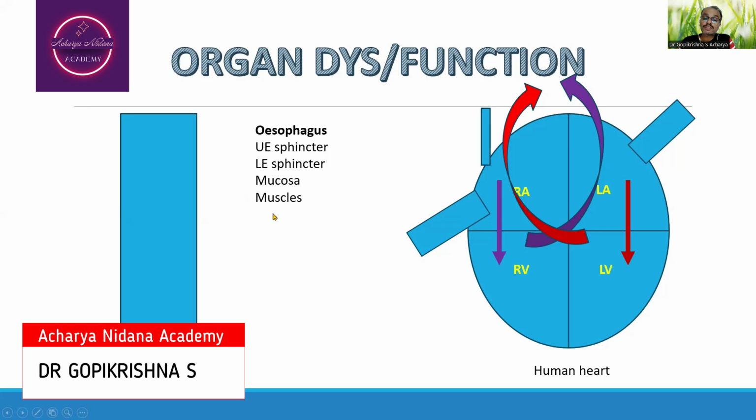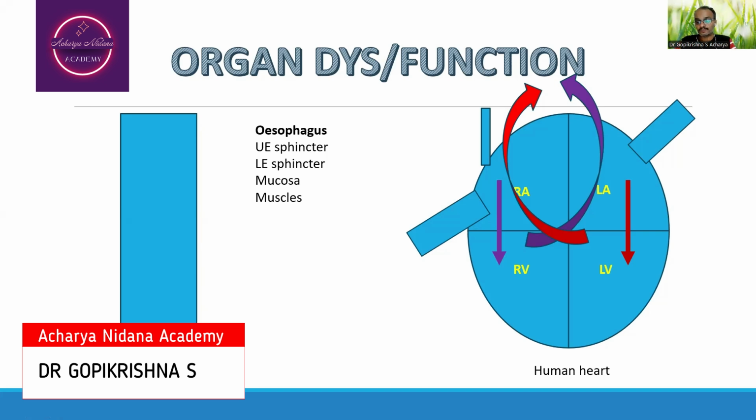Whereas the esophageal muscles are actually responsible for the initiation of peristaltic movement in the esophagus. This is what we can say in terms of the esophagus as such. That means one major function is transport of the food, but other functions are actually supporting the protection of the organ, that is the esophagus. Now let us look into the other aspect, that is the heart.